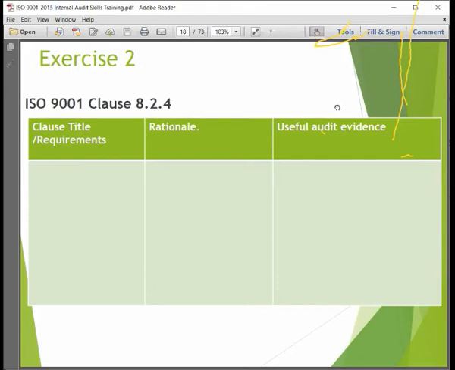Because if you are not convinced that that requirement should be there, then it will become very hard for you even to audit. So you need first to understand and be convinced, why do we need this? Then you look for evidence. Are they complying with this? So you give me what are the useful audit evidence that you'd want to see in order for you to say maybe it's conforming, it's okay, or it's not conforming.